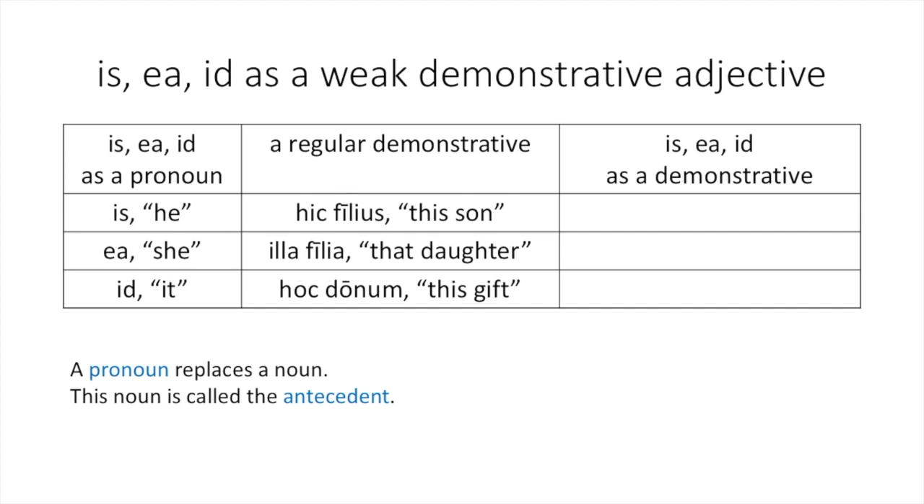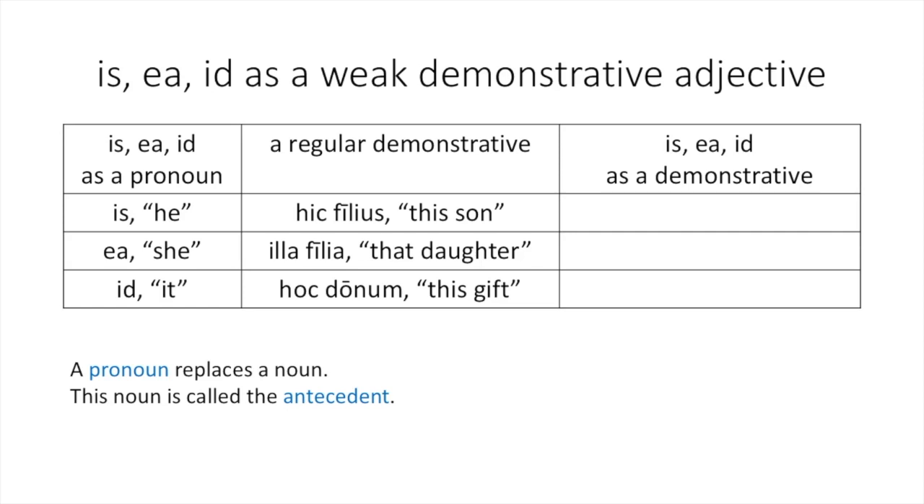So let's understand what that means for a second. As we've been talking about so far in this video, is, ea, id is a pronoun meaning he, she, or it, like in our very left column here. When the word is all alone, it's just a pronoun. It can replace some other noun, like a pronoun does, and that noun that the pronoun replaces is the antecedent. And for our purposes, a pronoun is going to have the same gender and number, but it might have a different case than its antecedent. It just depends on how the pronoun's being used in its own clause.